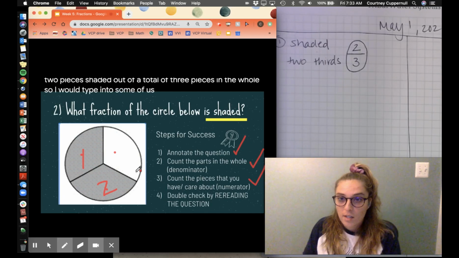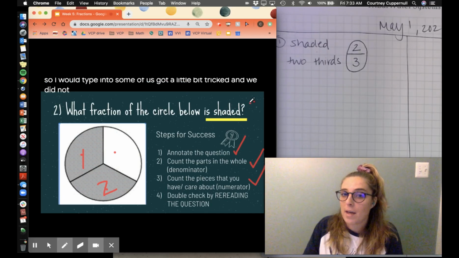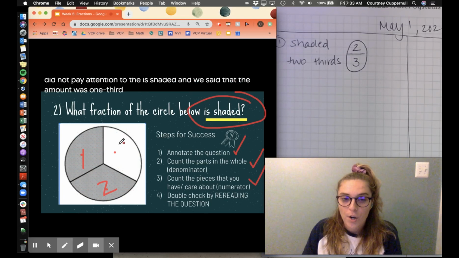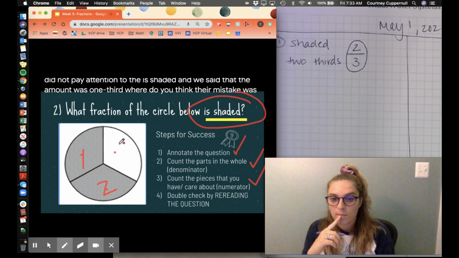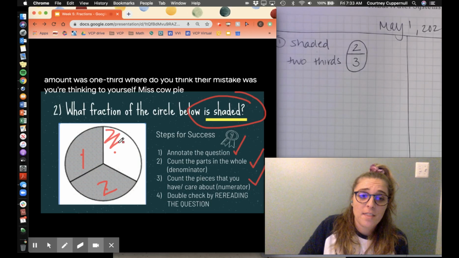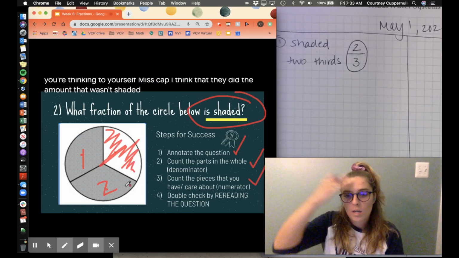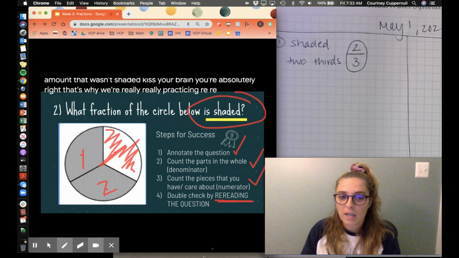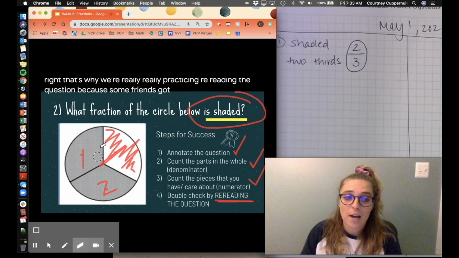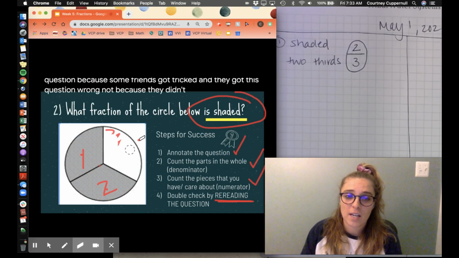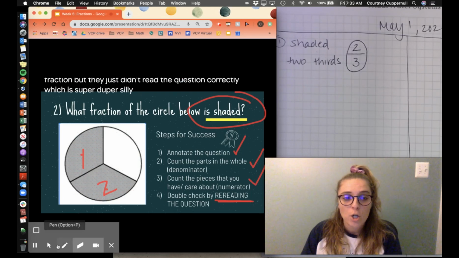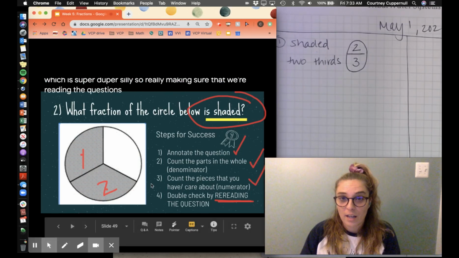Some of us got a little bit tricked and we did not pay attention to the "is shaded," and we said that the amount was 1/3. Where do you think their mistake was? If you're thinking to yourself, Miss Cupp, I think that they did the amount that wasn't shaded, kiss your brain, you're absolutely right. That's why we're really practicing rereading the question, because some friends got this question wrong, not because they didn't understand the fraction, but they just didn't read the question correctly, which is super silly. So, really making sure that we're reading the questions carefully.